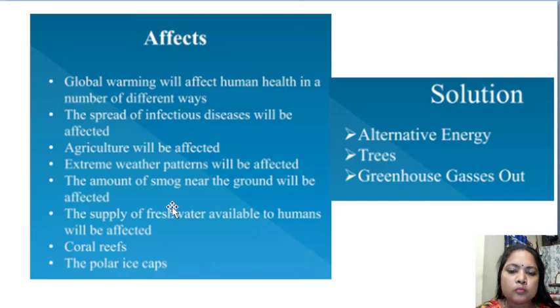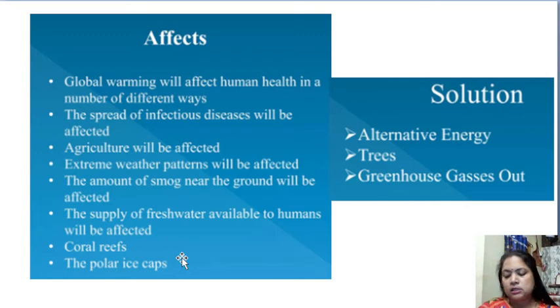So the amount of smog near the ground will be affected, meaning the formation of smog, which is made by the combination of smoke along with fog and different pollutants. Okay, in the presence of light, that's why this is known as photochemical smog. The supply of fresh water available to humans will also be decreased. Then it will also affect coral reefs and polar ice caps.